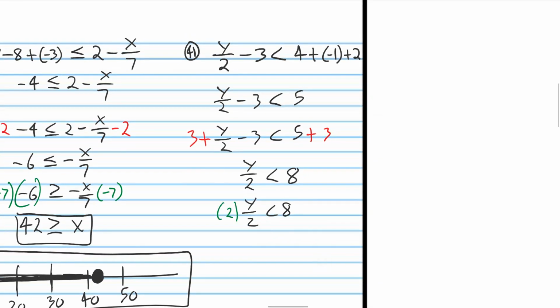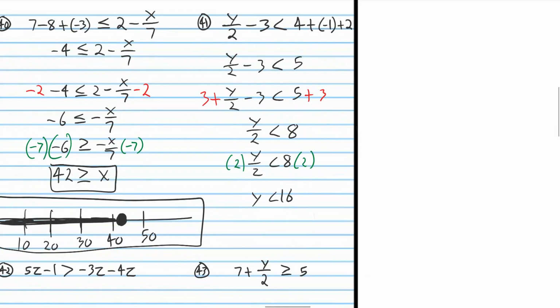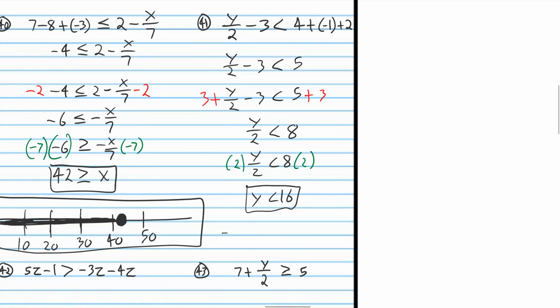And we're multiplying both sides by a positive, so we don't have to flip the inequality. That's good. So if you got y is less than 16, good job.